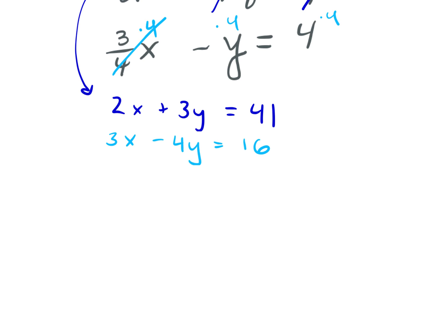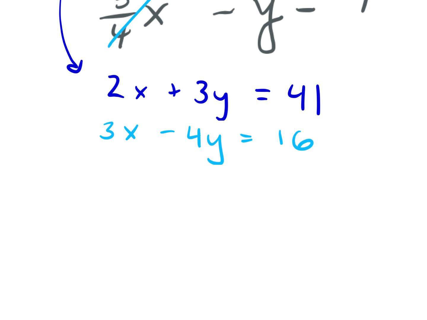Let's do elimination. We need the same number but opposites for one of our variables. So what do we have to do? Multiply the bottom by 3. We can multiply the bottom by 3. That works. So everything here is getting multiplied by 3. So we have 9x minus 12y is equal to 16 times 3. It's 48.